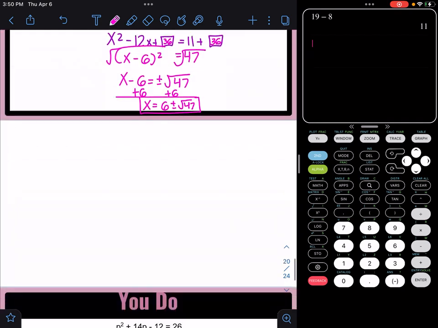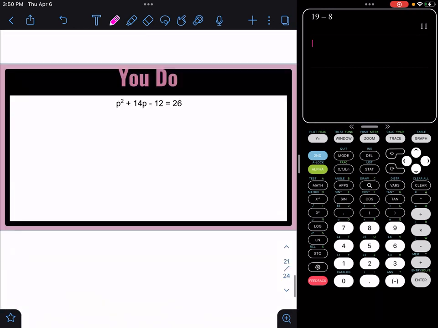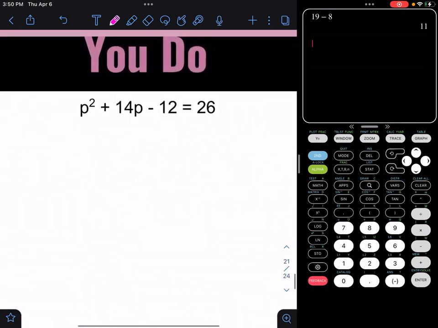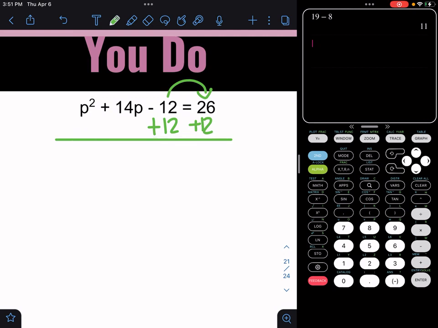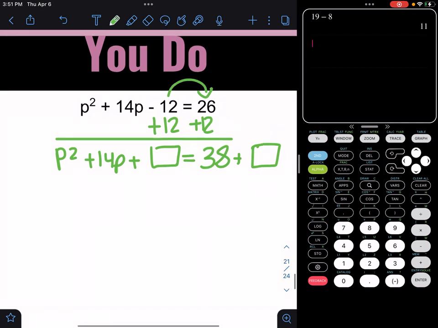And let's look at this next one, last one, you do problem. Alright, pause the video and actually try this one on your own. Add 12 to both sides. We will get p squared plus 14p plus a square equals 38 plus a square. Now b is 14. 14 divided by 2 is 7. 7 squared is 49. So we will get p plus 7 squared equals 38 plus 49, which is 87.